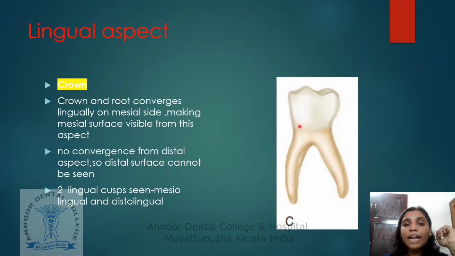Both the crown and root converge lingually on the mesial side so that the mesial surface can be seen from the lingual aspect. No distal convergence is seen, so no distal surface can be seen from the lingual aspect. Two lingual cusps are seen from the lingual aspect, that is mesiolingual and distolingual cusps.